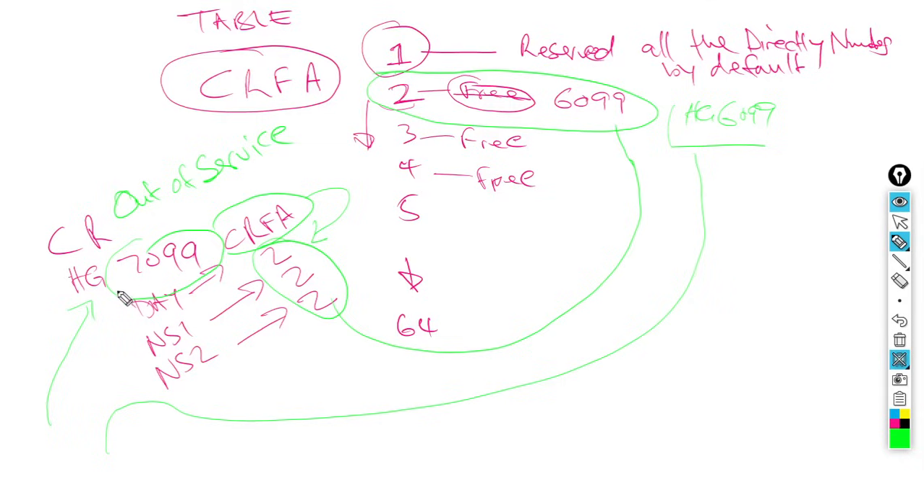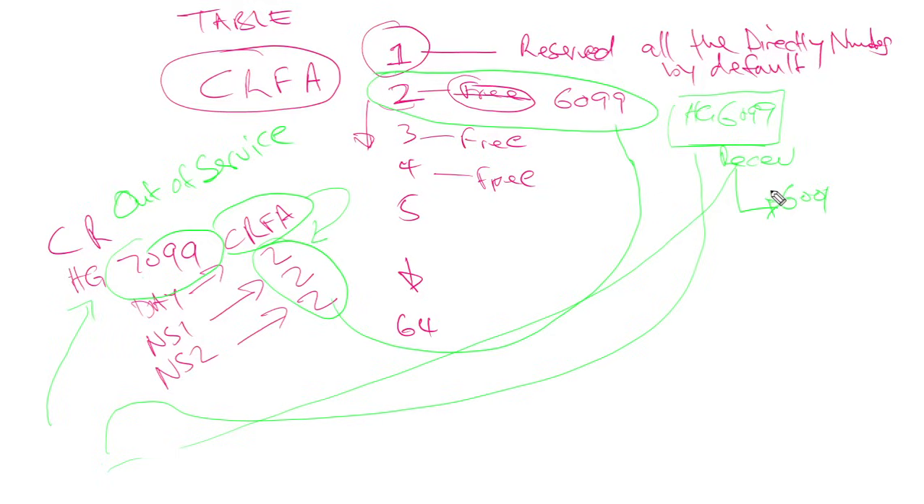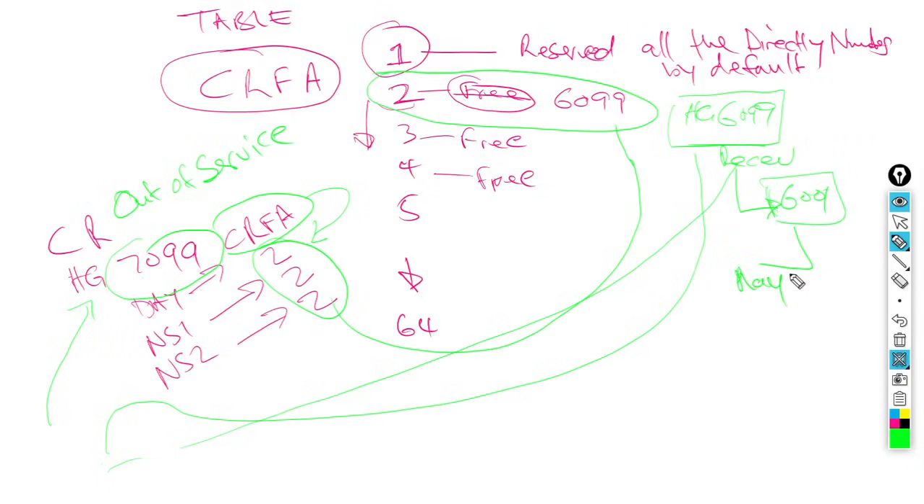Instead of now playing an out of service for 7099, it's just going to ignore 7099 and take its call to hand group 6099. And when hand group 6099 receives the call, it's going to wake up a port, probably 6001, the first idling port, and say, hey, you've got a call for you here. Can you play what you've been assigned to play? And then we are going to hear the message that 6001 has been assigned to play.